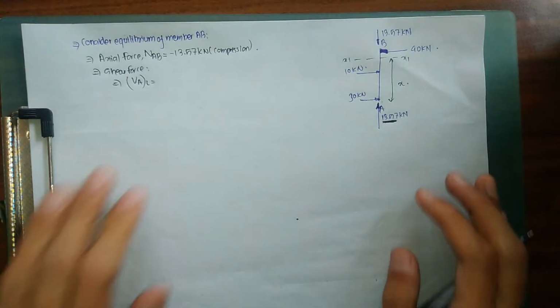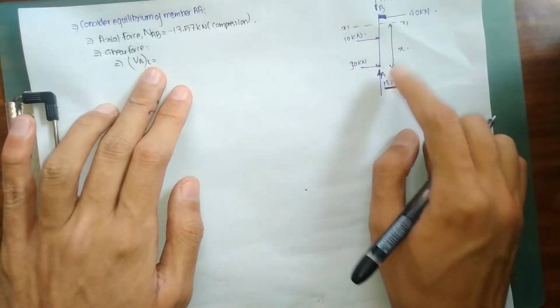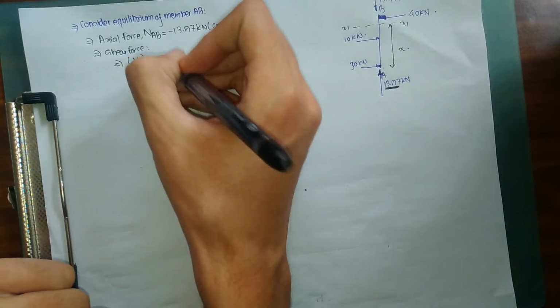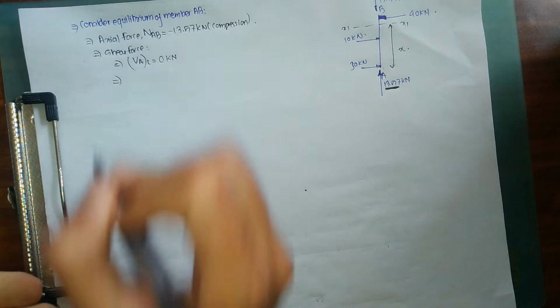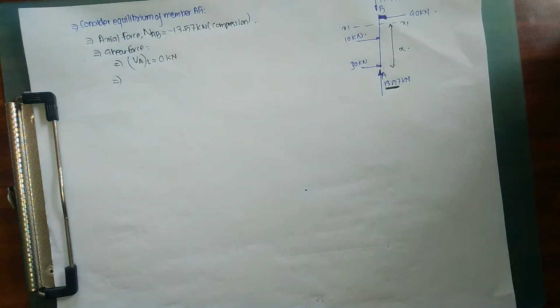So as you can see now, at left of A, there are no forces acting, so shear force is going to be 0 kilonewton. Now, as I talked before about sign convention, we have to use a certain sign convention while calculating our shear force and bending moment.